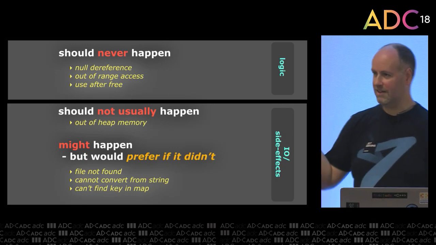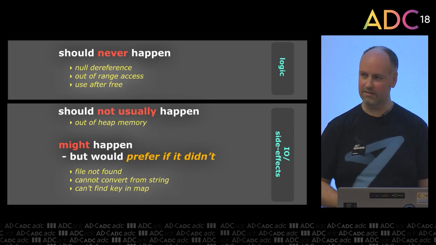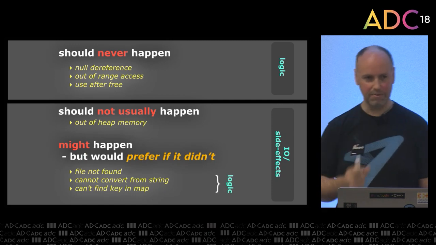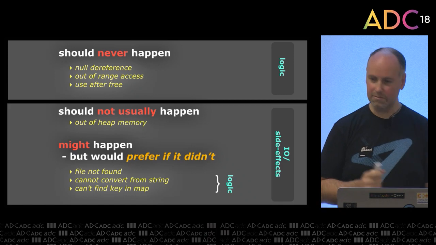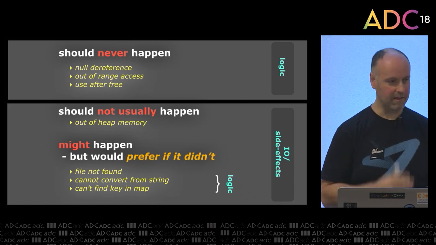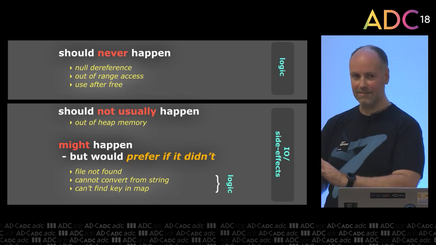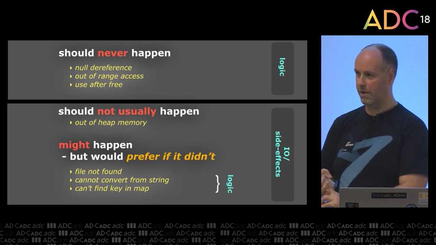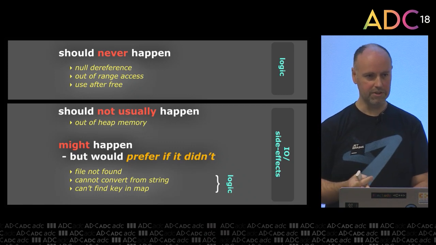So it makes sense to categorize them this way, except there's a couple of little wrinkles to this. The first is that those bottom examples, well, sometimes they do actually represent bugs. Sometimes that file really must be there, or that string really must encode an integer, whatever it is. The point is, whether it's a logic error or an I/O error really depends on the usage rather than the implementation.